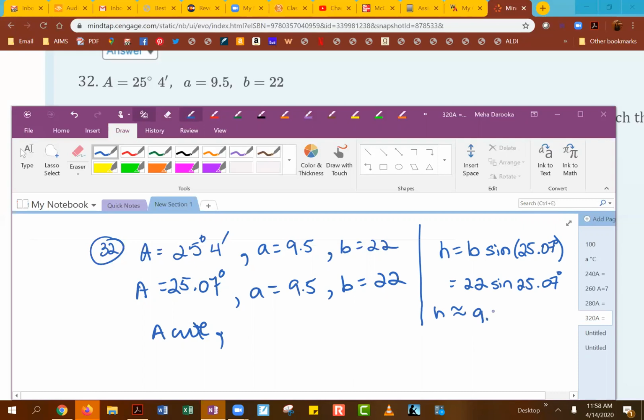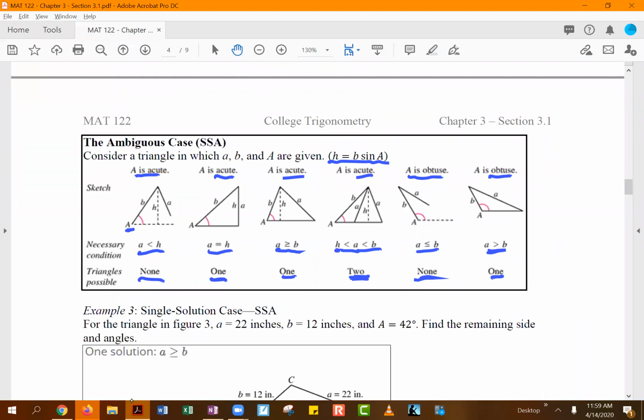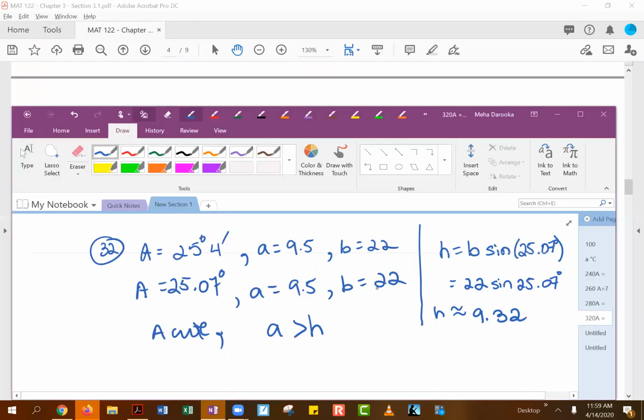9.32. Yeah, we barely make it, right? So we can say A is greater than H, which means this is going to work in our favor. If A is larger than H, or basically H is smaller than A and A is smaller than B, then we can end up getting two different triangles for this. That's where we are, because you can see 22, the value for B, is the greatest one. So H is smaller than A and A is smaller than B, so we will end up with two different triangles.